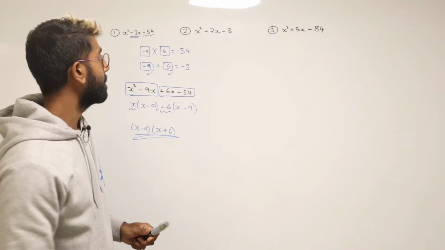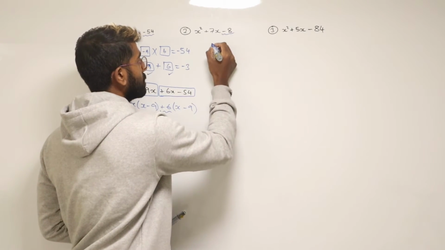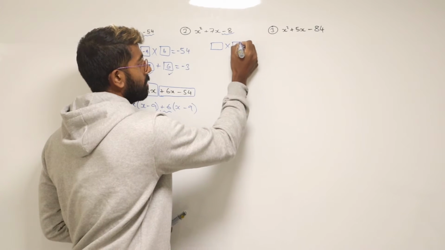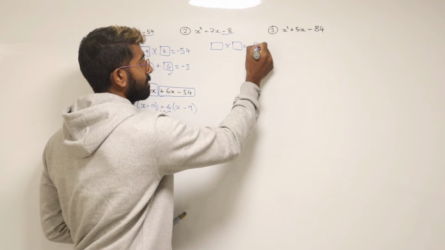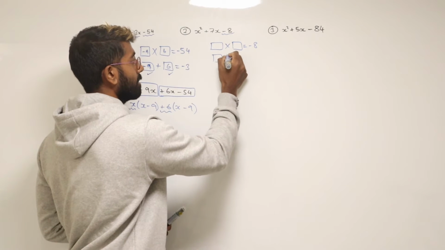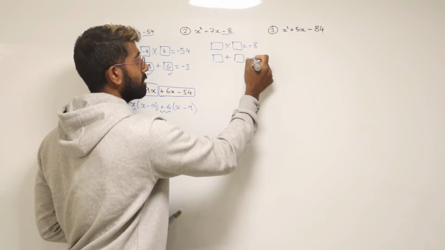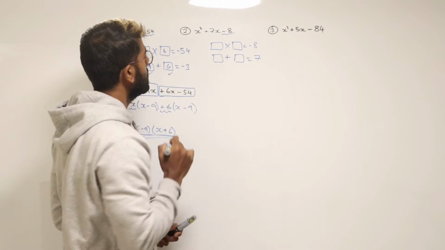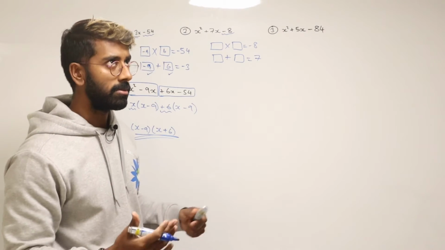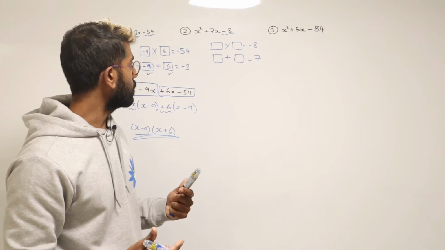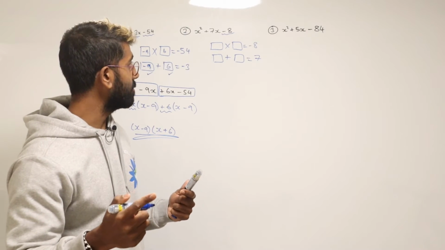Now we'll try the second one. So again, pick 2 numbers that are going to times to give you the constant term. This time that's minus 8. But at the same time, those 2 numbers must add up to the coefficient of the middle term there, the x term, which is just 7. And so what numbers are these going to be? I think we're going to need 8 and minus 1 this time.